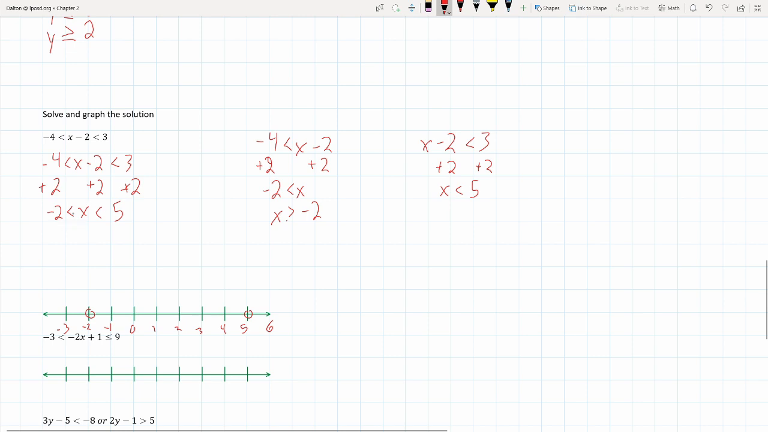Again, I still suggest imagining these as two separate little equations. So I do negative 2 is less than x, or x is greater than negative 2. So I'm going to go off to the right. And then x is less than 5, so I'm going to go to the left. I say, hey, these guys are meeting up. So I'm going to connect those two.